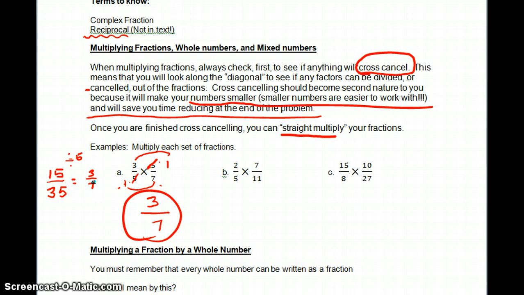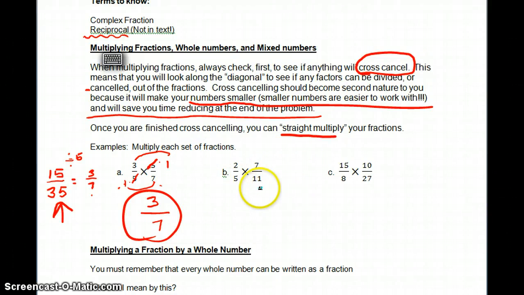So cross-canceling will make your life easier in the end. Now, in a problem like letter A, it was not difficult to do that multiplication and figure out what factor needed to be divided out or canceled out in order to reduce the fraction. But as your numbers get bigger and more complex, it's not going to be that easy. So cross canceling is really truly going to be like a best friend to you. Okay, let's move on to letter B.